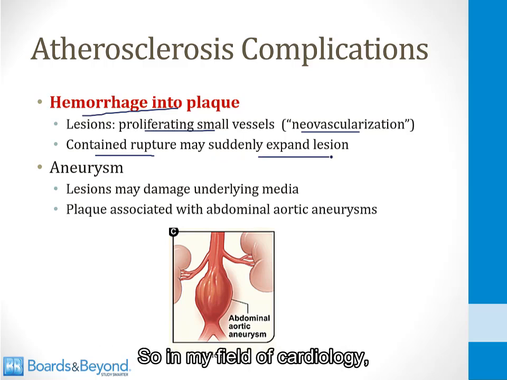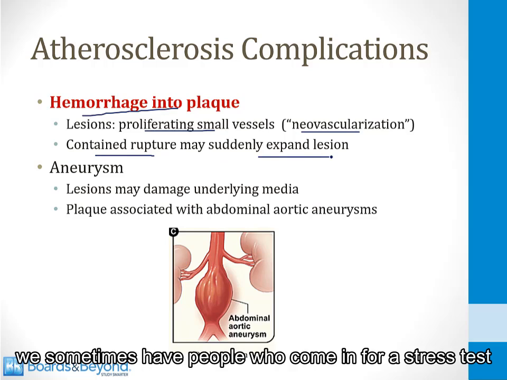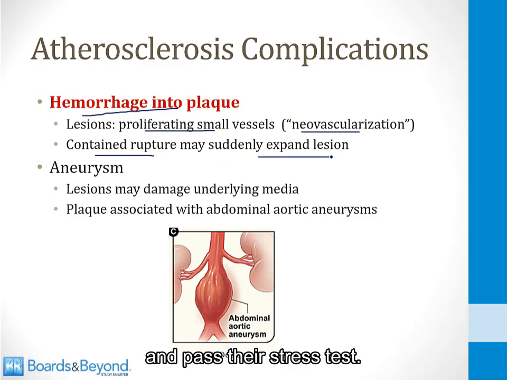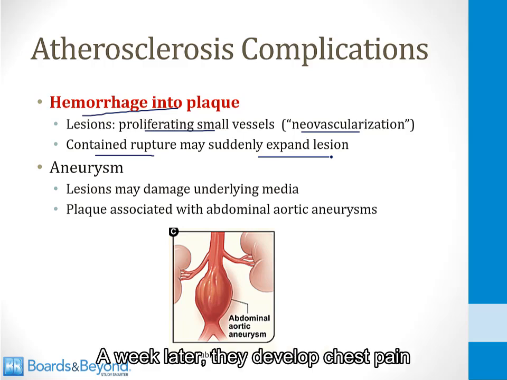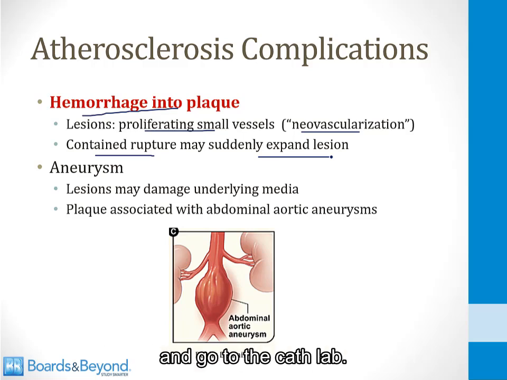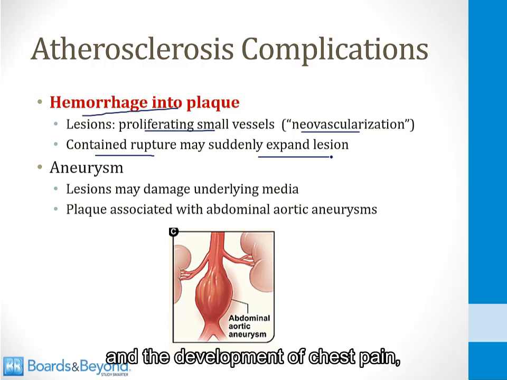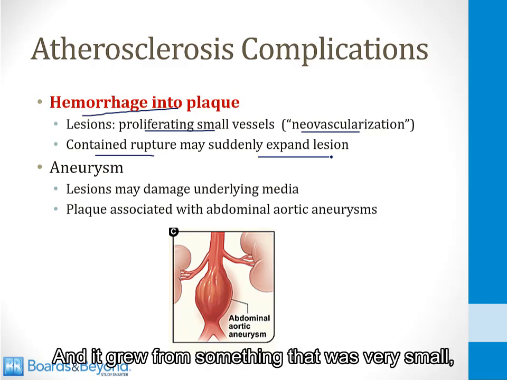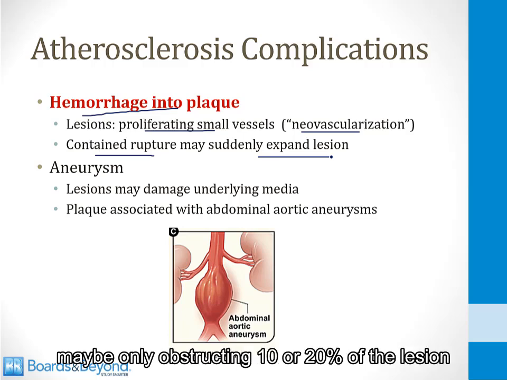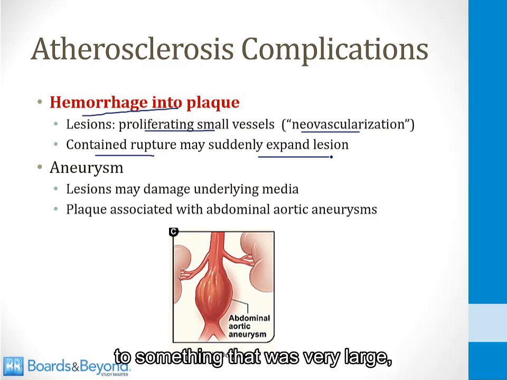So in my field of cardiology, we sometimes have people who come in for a stress test and pass their stress test. A week later, they develop chest pain and go to the cath lab, and we find that they have a lesion obstructing 90% of their vessel. And they ask, why did this happen? And the reason is because between the stress test and the development of chest pain, they hemorrhaged into the lesion, and it grew from something that was very small, maybe only obstructing 10 or 20% of the lesion, to something that was very large, maybe obstructing 80 or 90%.